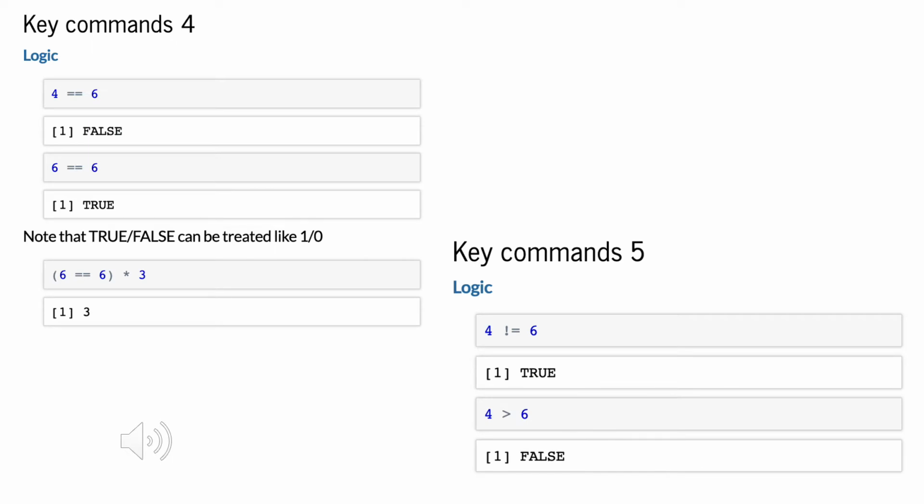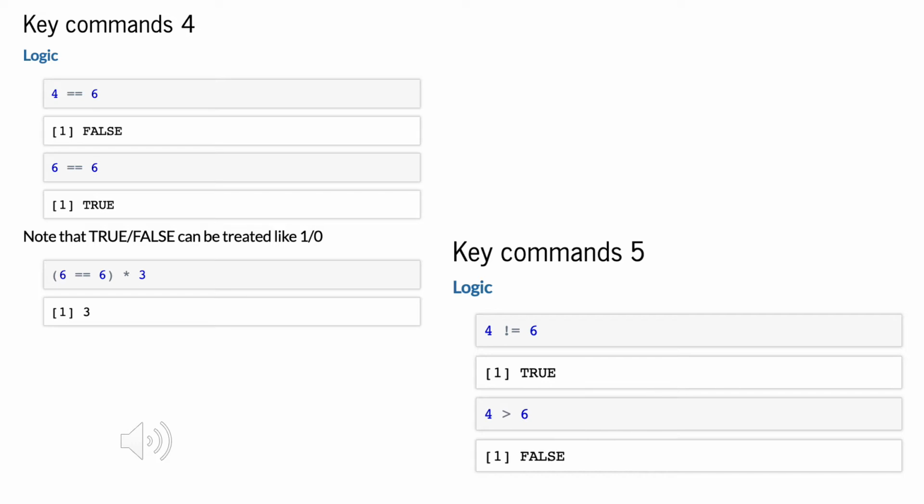Beyond this sort of arithmetic, R can also work in a logical sense. In these examples, we first see that we're using the double equal sign. We're asking, does the value on the left-hand side equal the value on the right-hand side? So when we have 4 double equals 6, R returns the answer false, but when we have 6 double equals 6, the answer is true.